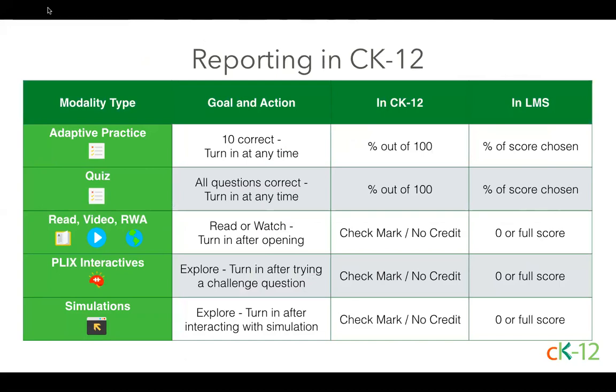So in an LMS, such as Google Classroom that we're working with today, for the adaptive practice, they would get a percentage of the score that you chose for that assignment. So it's defaulted to 100. If you change that point value for that particular assignment, it would be whatever that percentage score would be, with 10 correct being 100. For quizzes, it would be the number of correct out of the total number of questions, and whatever that percentage is would be the same percentage of the score that you chose. And then for any assignments that you made for other modality types, they would either have 0 if they haven't done it and turned it in yet, or they would have the full score that you assigned for that particular piece.